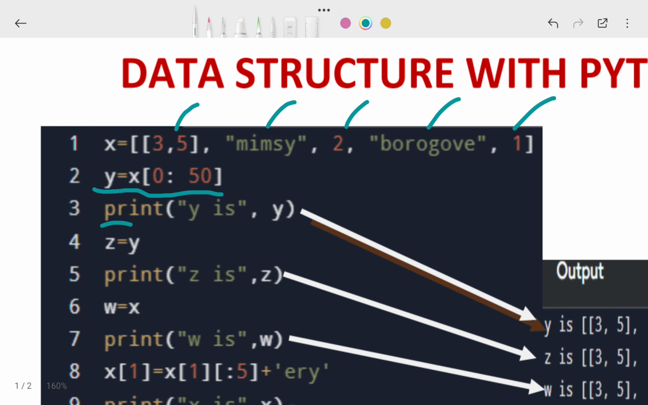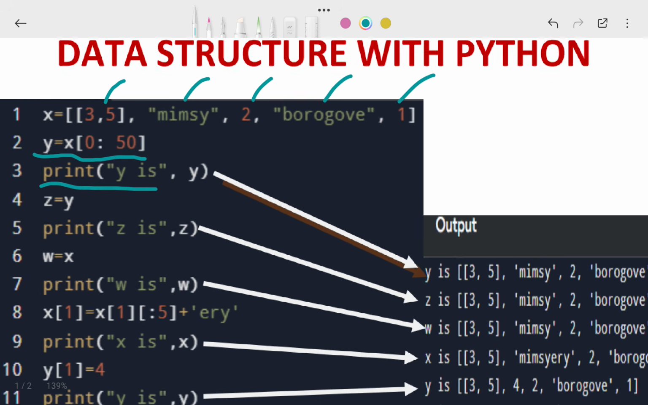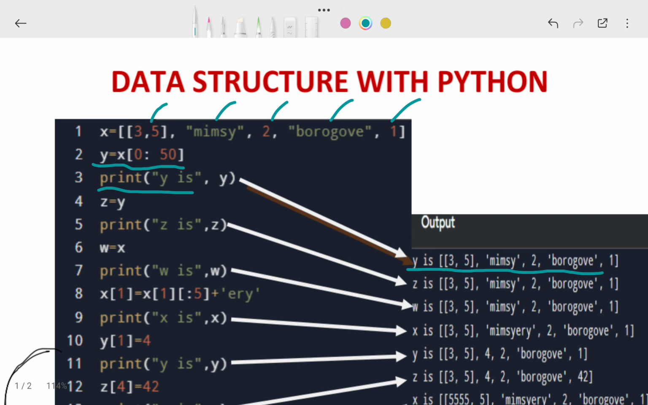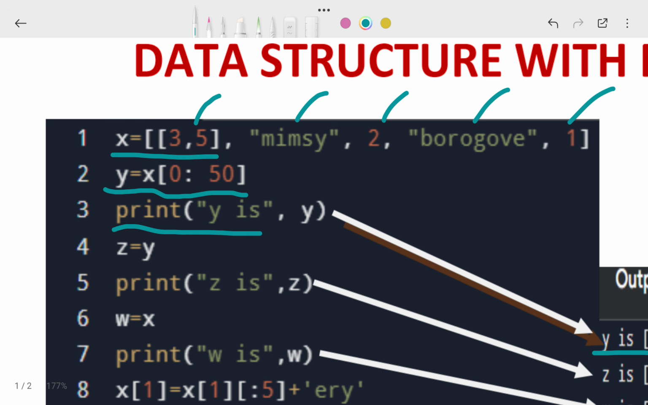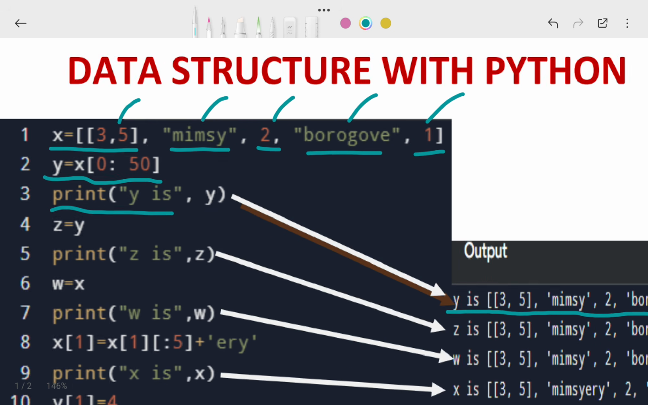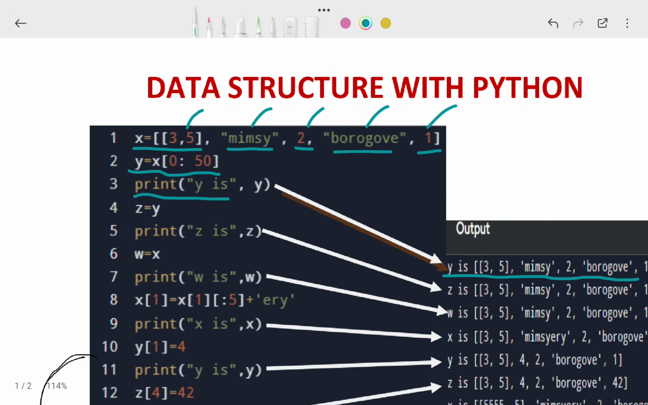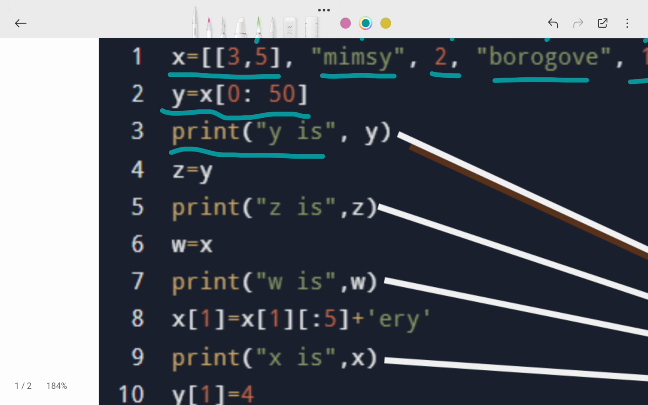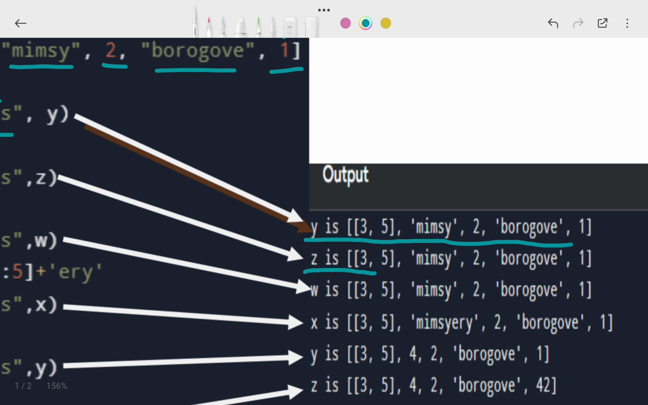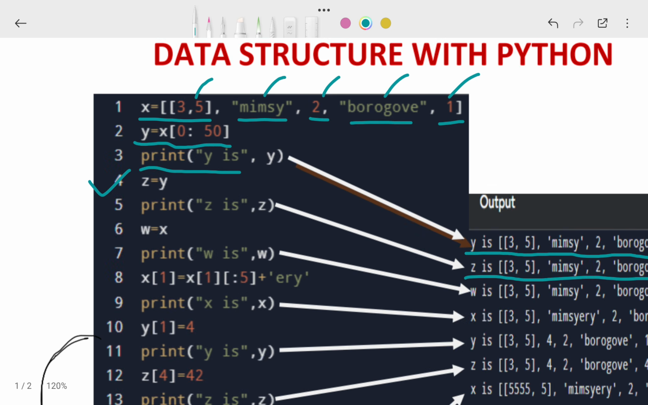So I am printing what y actually is. If you see here, all the values of y are similar to this x. The first value is 3.5, the second is this one, the third is this one, the fourth is this one, and the fifth is this one. So this value is matching with this one. Second, I have written z is equal to y. So z is also referencing y. If you print z, you can see the value of z is also similar. Okay, this line is also correct.